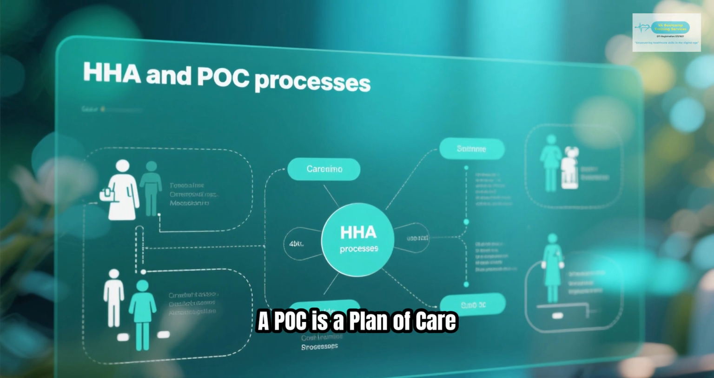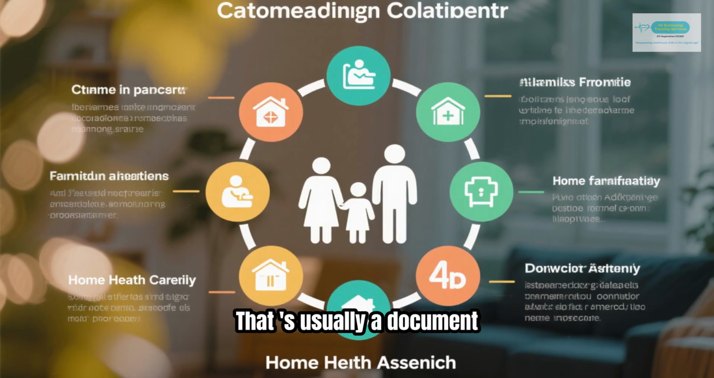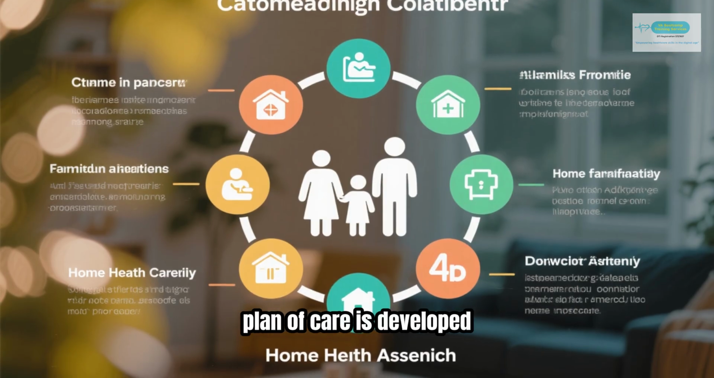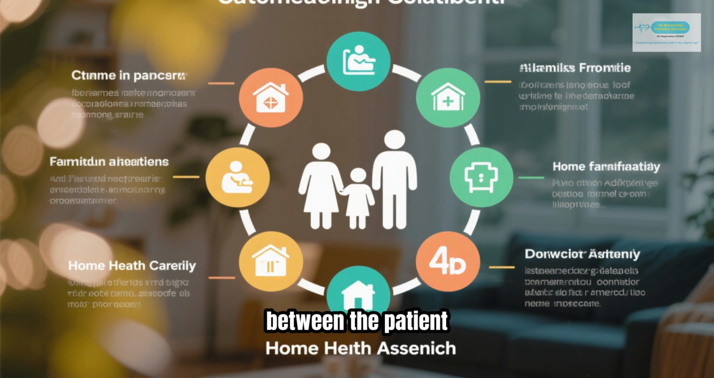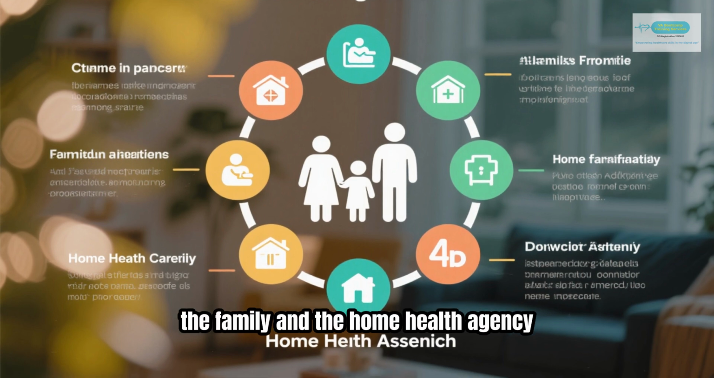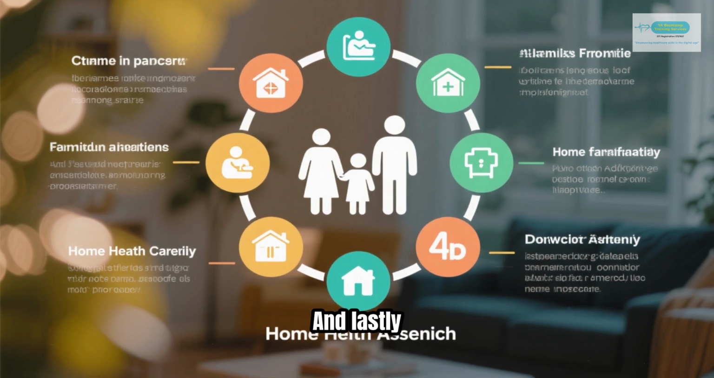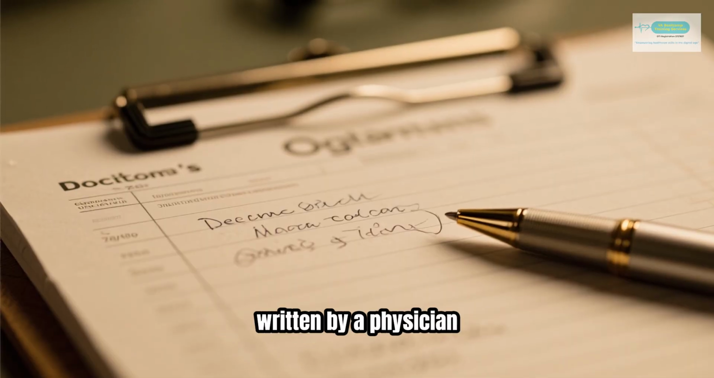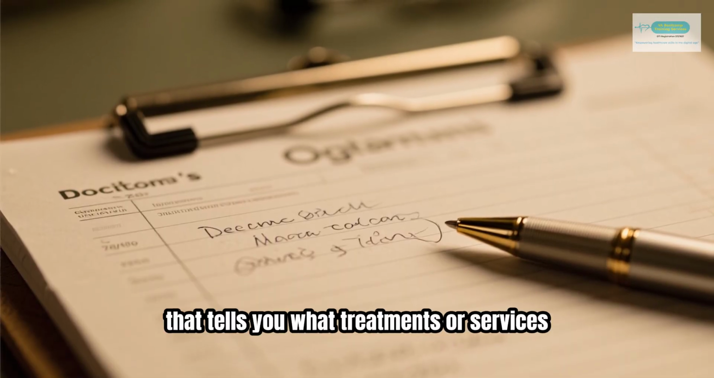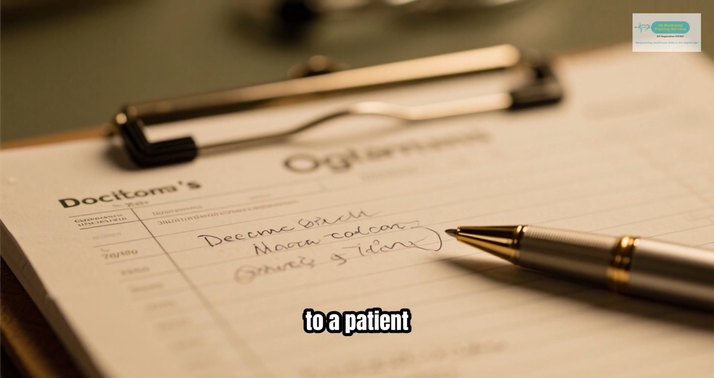A POC is a plan of care. That's usually a document used in home health, where the plan of care is developed collaboratively between the patient, the family, and the home health agency. And lastly, a physician order is a directive written by a physician that tells you what treatments or services are going to be provided to a patient.